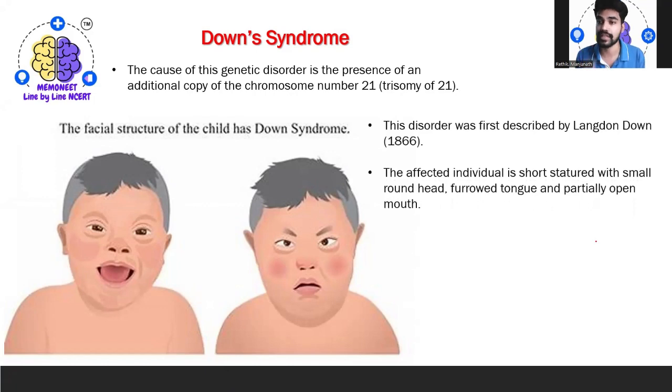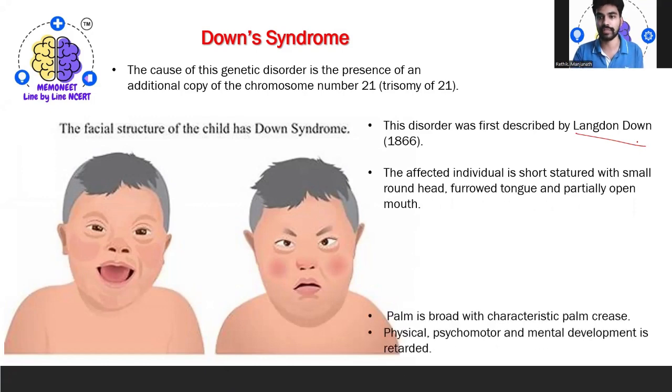This disorder was first described by Langdon Down in 1866. That's why it was named Down syndrome, in remembrance of the scientist. The affected individual will have a shorter stature with a small rounded head, a full, twisted tongue, and a partially opened mouth. So the entire facial structure and body structure will be abnormal.